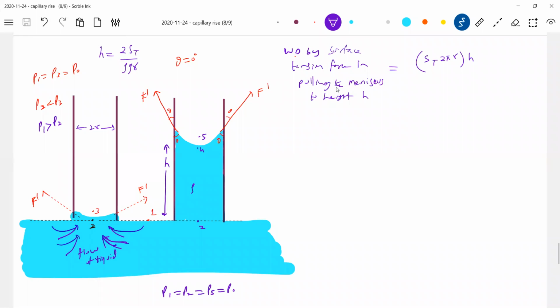Substitute that here. 2 pi ST r times h, which is 2ST by rho gr. The r gets cancelled, so 2 pi ST squared, now 4 pi ST squared by rho g. That is the work done by the surface tension in raising the liquid to a height h, pulling the meniscus to height h, or raising the liquid column. This is a liquid column. Now, what is the increase in gravitational potential energy?